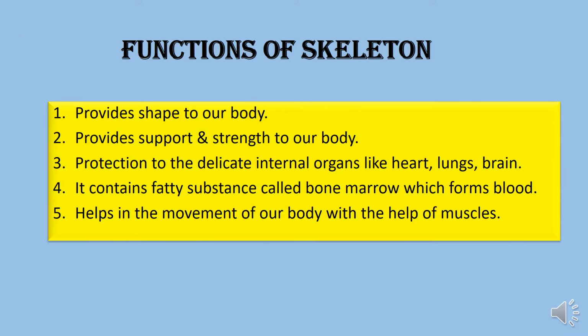So, what are the functions of the skeleton system? What is the basic function of our skeleton? It provides shape to our body and support and strength to our body also. It protects the internal organs like the heart, lungs and brain. It also contains a fatty substance called bone marrow which forms the blood. Skeleton also helps in the movement of our body with the help of muscles. So whatever movement we do from our body, what is moving? Our bones are moving. Why? Because of the skeleton present in our body.